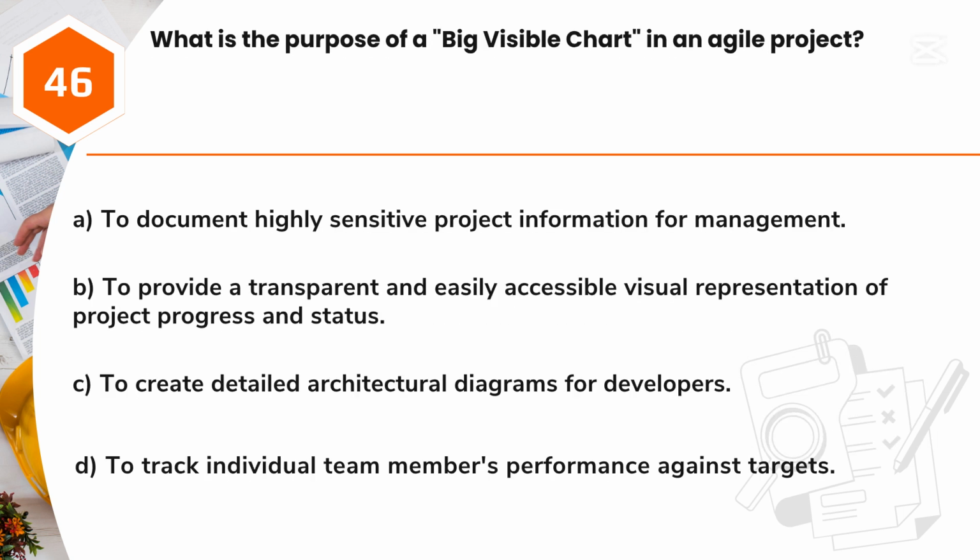Question 46. What is the purpose of a big visible chart in an Agile project? A. To document highly sensitive project information for management. B. To provide a transparent and easily accessible visual representation of project progress and status. C. To create detailed architectural diagrams for developers. D. To track individual team members' performance against targets.